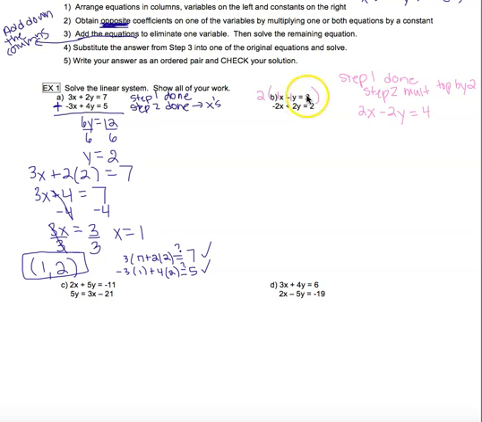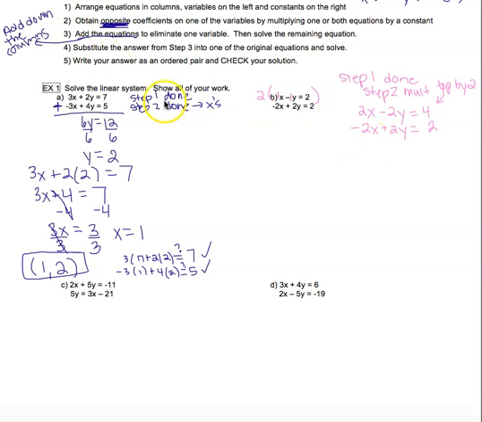So I have now multiplied the top equation by 2. That gave me this equation. I don't need to multiply the bottom equation by anything because by multiplying those, I got opposites on my x's. So step 2 is now done. I multiplied the top by 2. Now I have opposite coefficients on my x's.